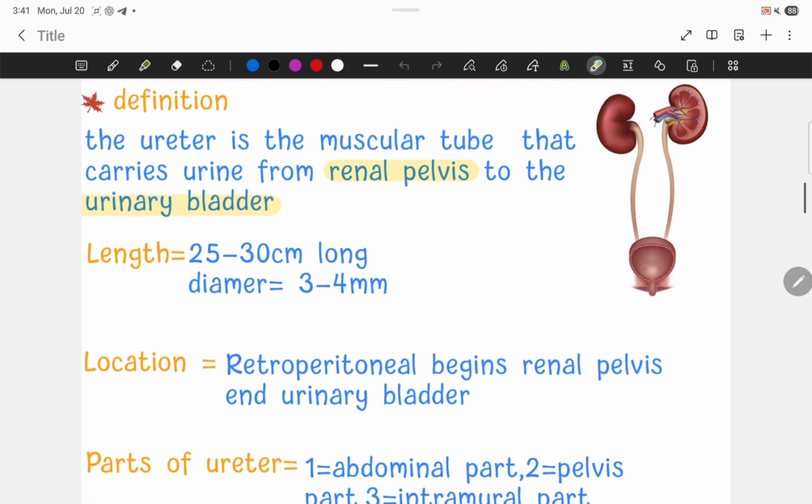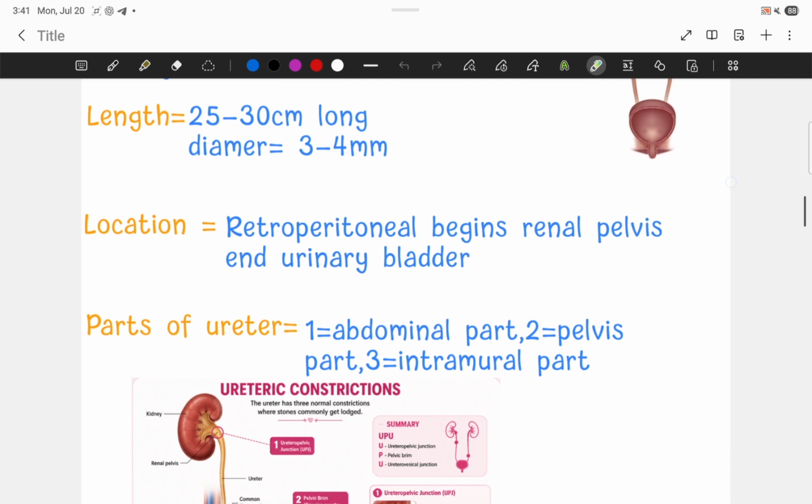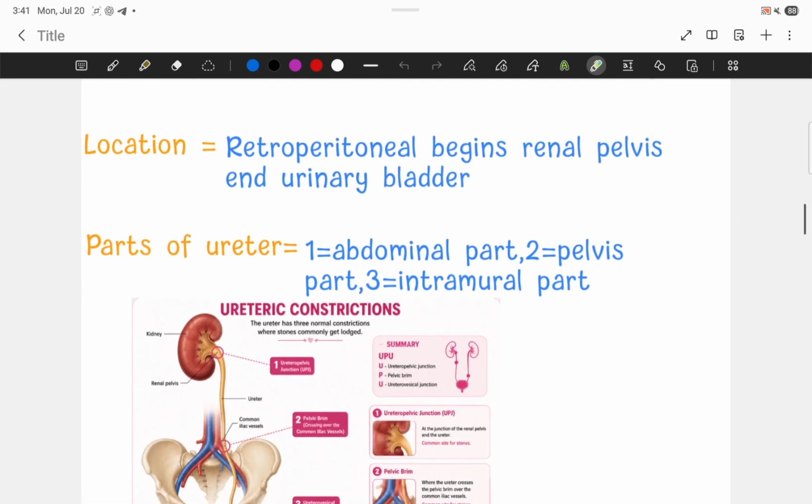Length is 25 to 30 centimeters long. Diameter is 3 to 4 millimeters. Location is the retroperitoneum. It begins at the renal pelvis and ends at the urinary bladder. Parts of the ureter: abdominal part, pelvic part, and intramural part.